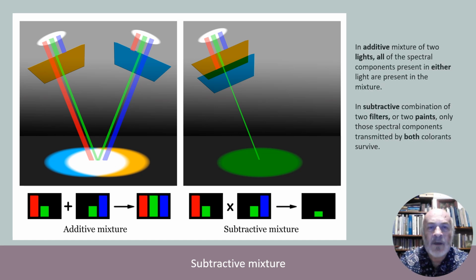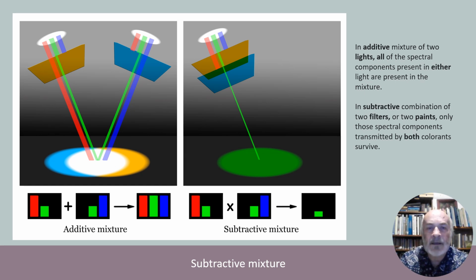So in additive mixture of two lights, all of the spectral components present in either light make it into the mixture, while in subtractive combination of two filters or two paints, only the spectral components transmitted in common by both filters or paints survive. And notice also that using the same orange-yellow and cyan-blue filters, we obtained a white light by an additive process and a coloured green light by a subtractive process.